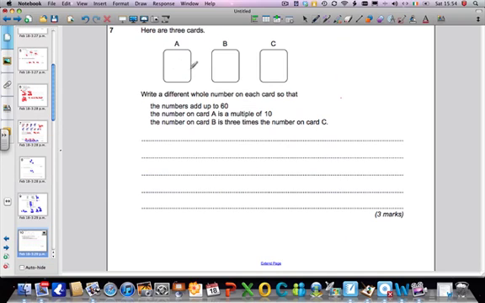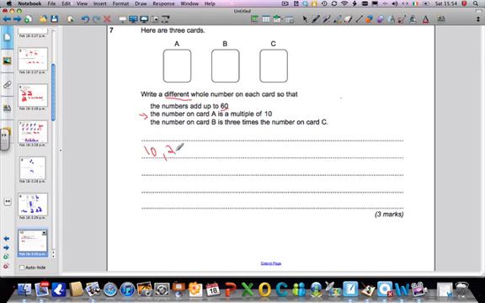Okay, so we're given 3 cards, A, B, and C, and it tells us we need to write a different whole number on each card, so that the numbers add up to 60. The number on card A is a multiple of 10, and the number on card B is 3 times the number on card C. And this takes a little bit of thinking. It's always good though to start with this clue here.